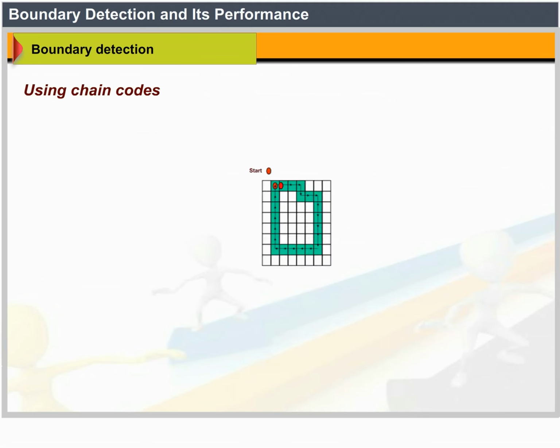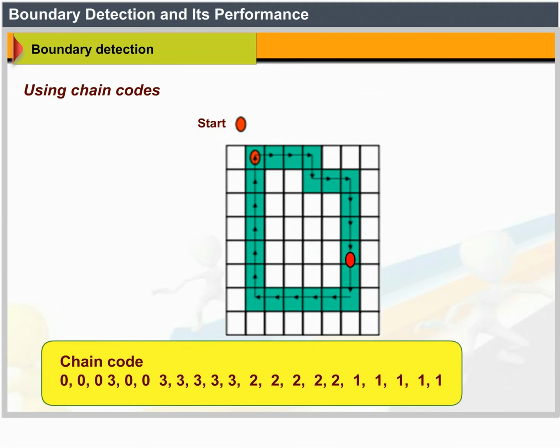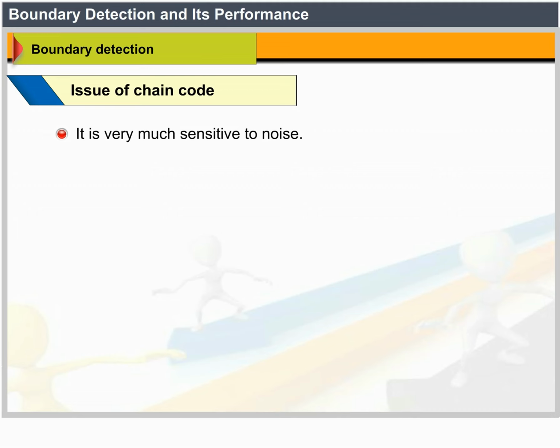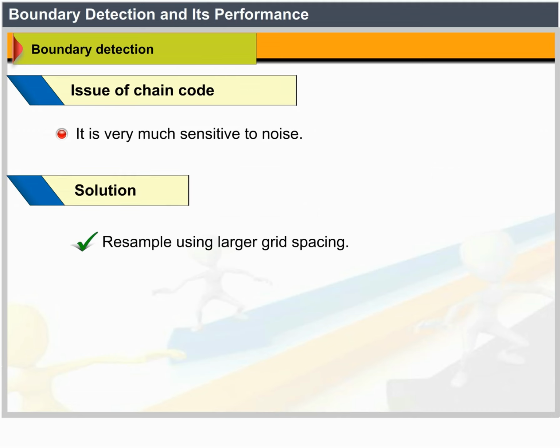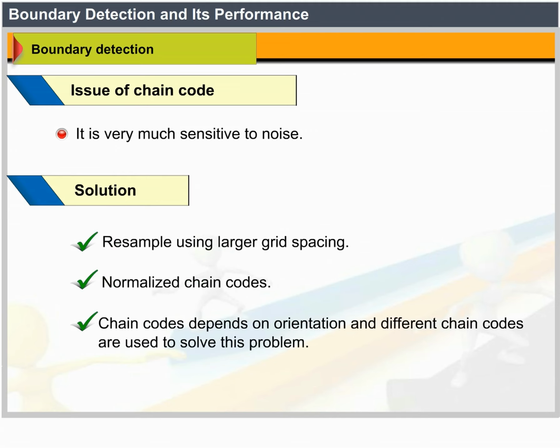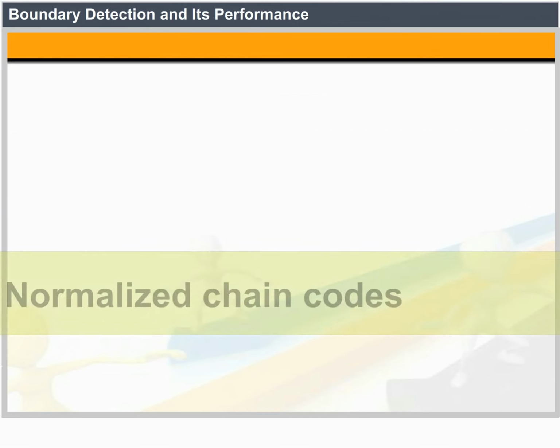Using chain codes, there are some problems. A chain code is sensitive to noise. Solution: resample using a larger grid spacing. Normalize chain codes. Chain codes depend on orientation, and different chain codes are used to solve this problem. Normalize chain codes.